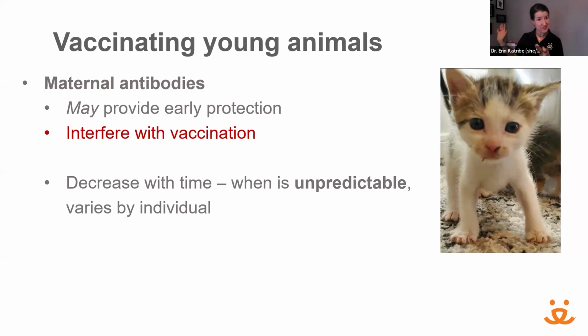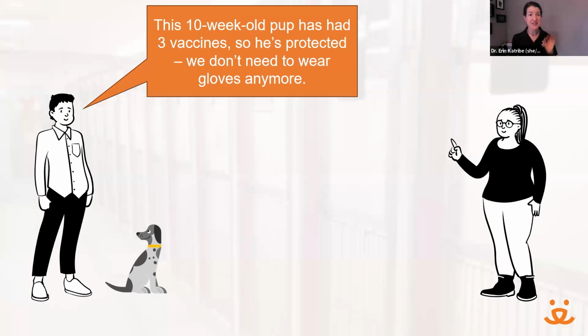Vaccine-induced antibodies last an extended period, but maternal antibodies decrease with time over the first few months of life. And the challenge is that we never know when those maternal antibodies have gone away. And it's unpredictable. And it can be different even for individuals within the same litter. What we do know is by 16 weeks of age, so by about 4 months of age, those maternal antibodies are gone.